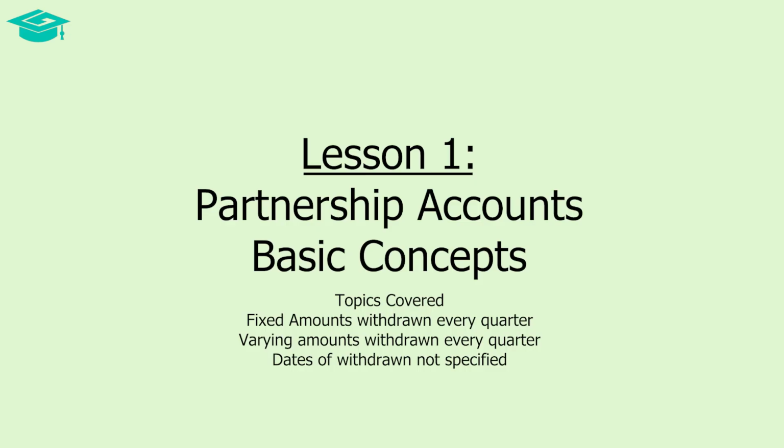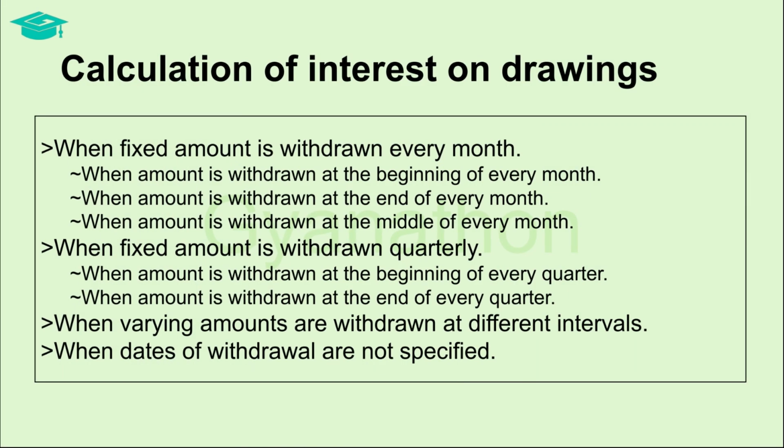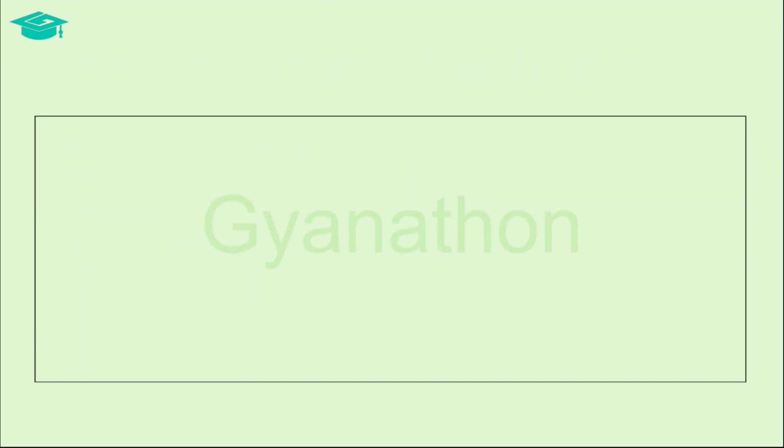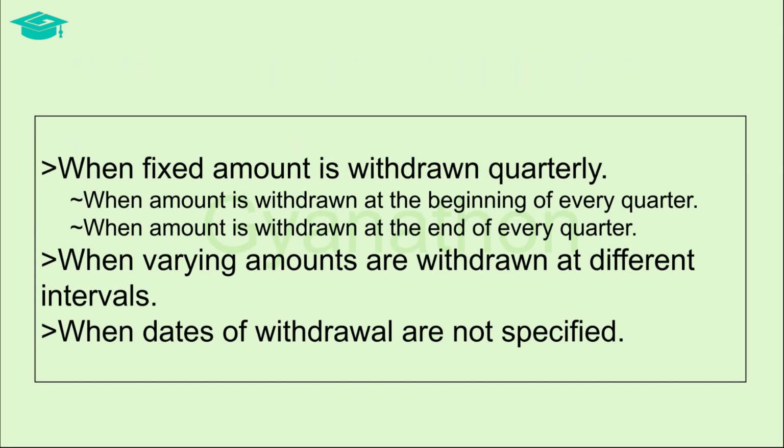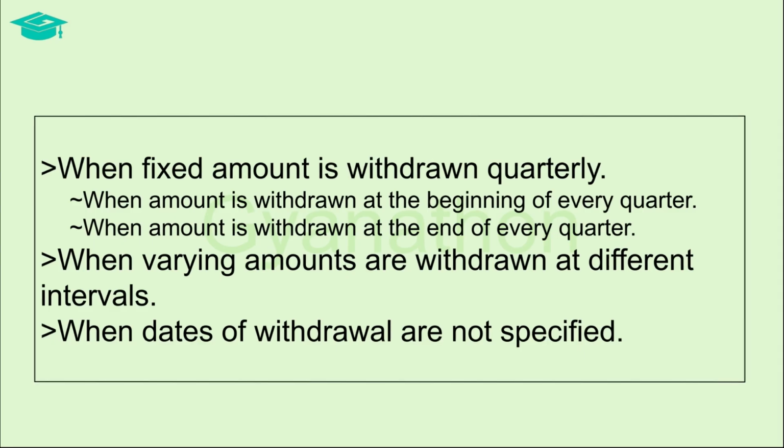We have discussed how to calculate interest on drawings when amounts are withdrawn monthly. Now let us look at the rest of the scenarios. Now we will discuss how to calculate the interest on drawings when fixed amounts are withdrawn quarterly, when varying amounts are withdrawn at varying intervals, as well as when the partners have missed recording the date of withdrawal, thereby dates not at all being specified.